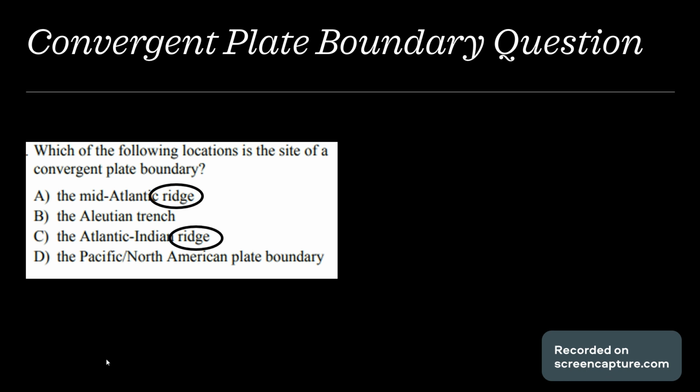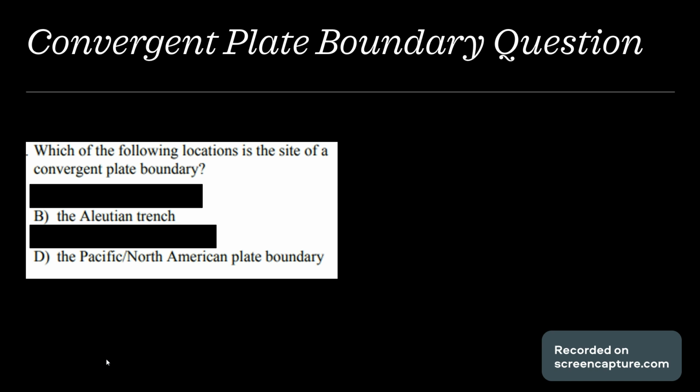Okay, so right off the bat, how I attack this is when I look at my answers, I see two of them, A and C. They got the words ridge in them. Now, ridge is associated with divergent plate boundaries. I'm going to scrap those right away. So I'm down to two answers. I'm down to the Aleutian Trench and the Pacific North American plate boundary.